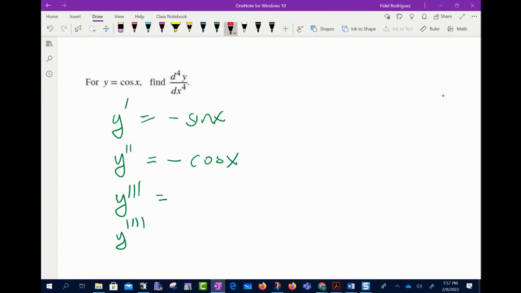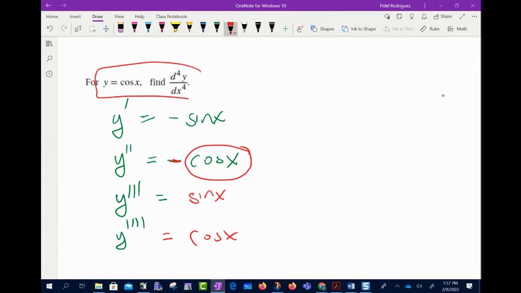And everybody agrees that the derivative of cosine is a minus sine? And with this negative here, isn't that going to cancel out? So we'd go back to sine of x. And then the fourth derivative, the derivative of sine is cosine of x, right? So again, isn't the fourth derivative the same thing as the original function?